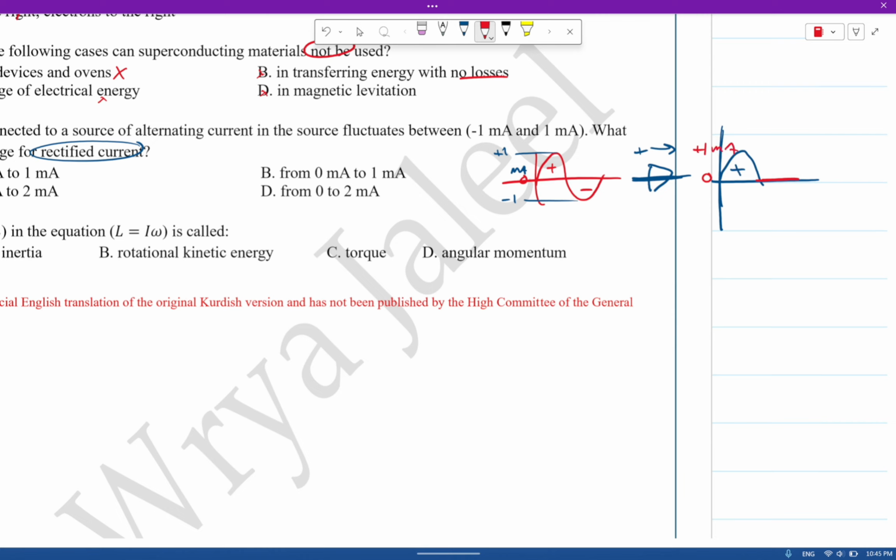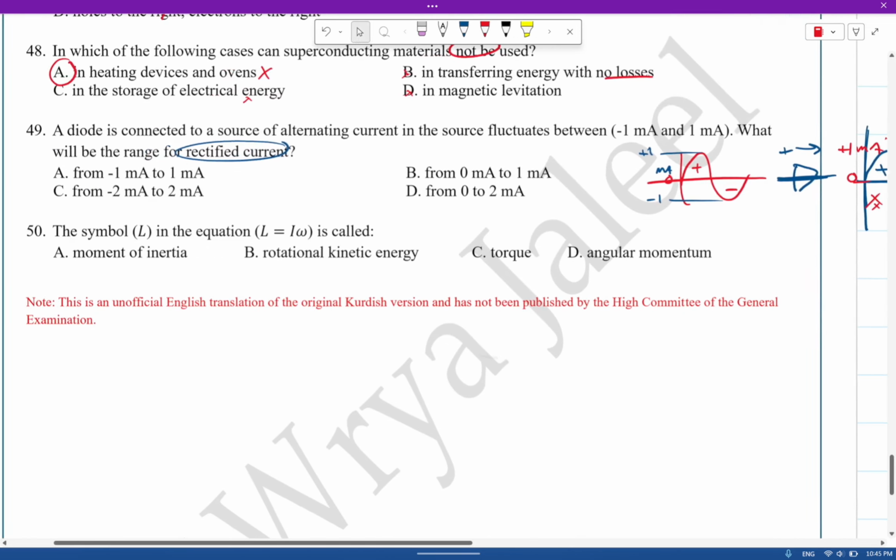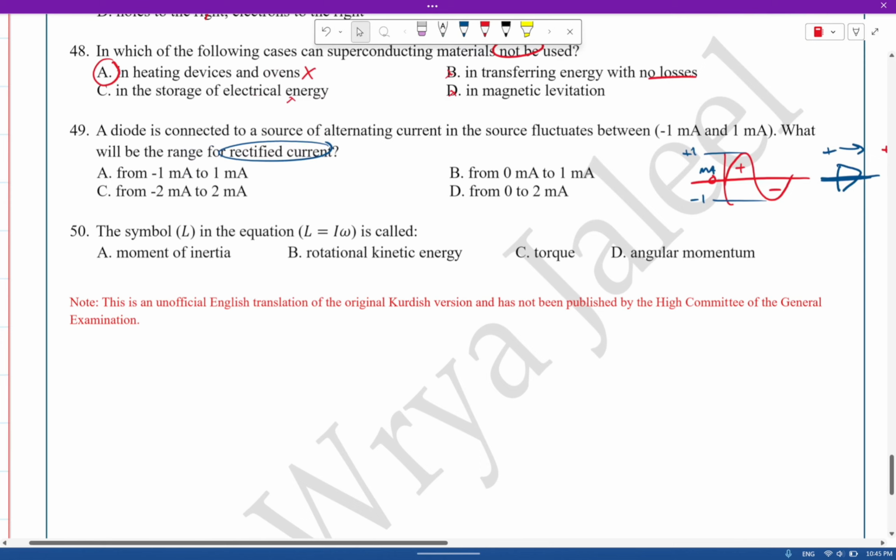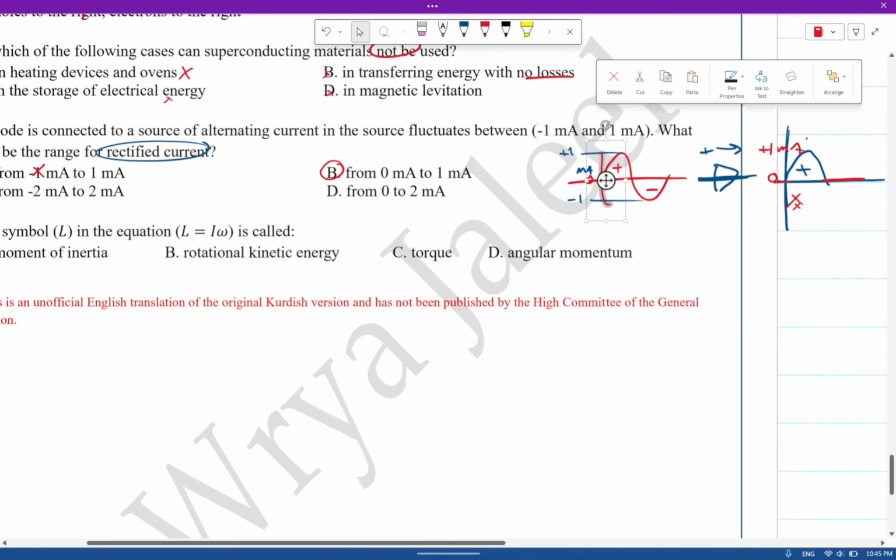What about the negative side? There is no negative side here. So we can say this rectified current is in a range of 0 to only positive 1 milliampere. There is no negative part in this case, so it is only from 0 to that positive value, which is positive 1. So what are the options here? It says from negative 1 to positive 1. No, as soon as you see negative, cross it out. From 0 to 1, yes, this is correct, because it goes from 0 all the way to 1.